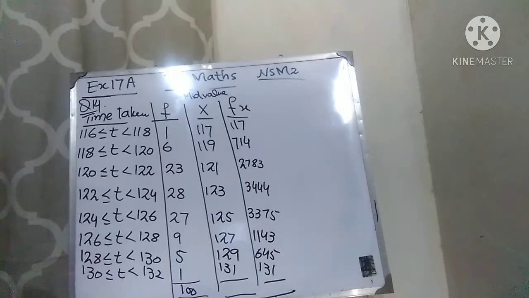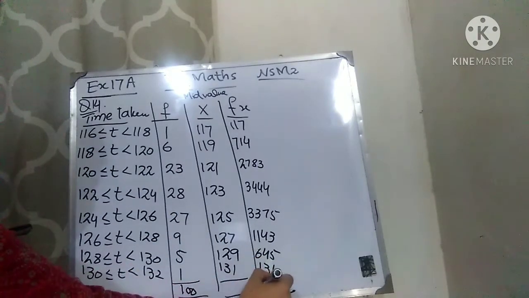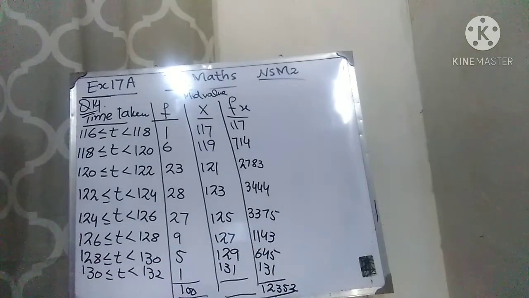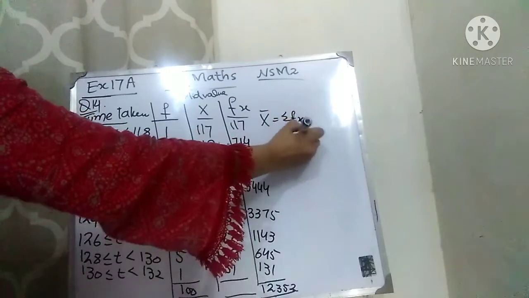Now you have to add the values: 117 plus 714 plus 2783 plus 3444 plus 3375 plus 1143 plus 645 plus 131. So your answer is 12352. Okay students, now you have to find the mean.